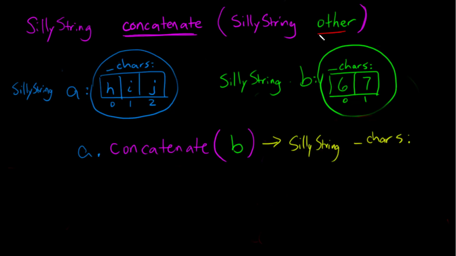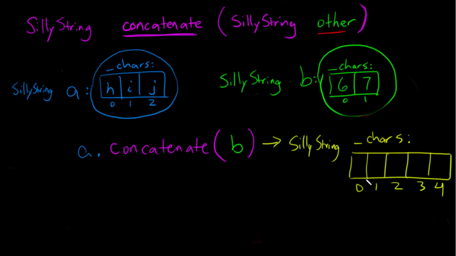So if we added these two up, we know that this characters array is going to need to have 5 elements in it, starting from 0, 1, 2, 3, 4 will be our indices. So I'm going to make some space for those in memory. And so notice that similar to the clone method, you're going to need to set up some space in memory to hold a characters array.